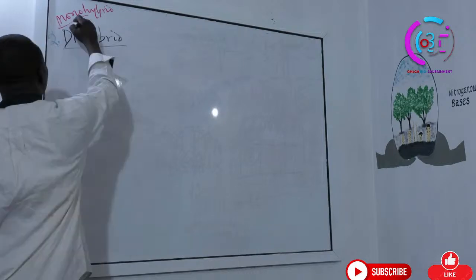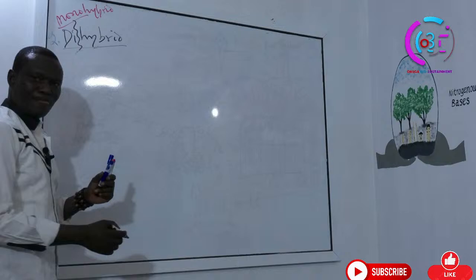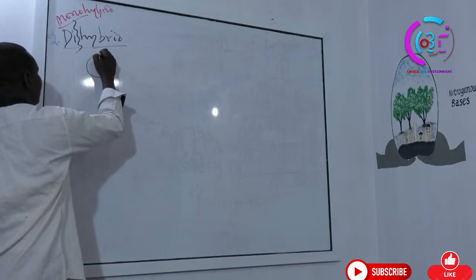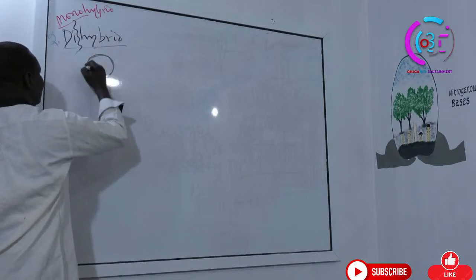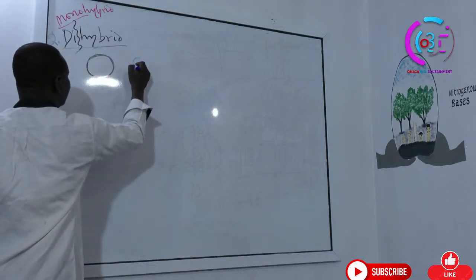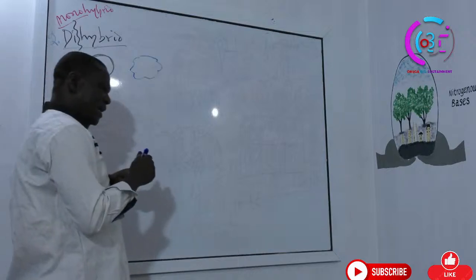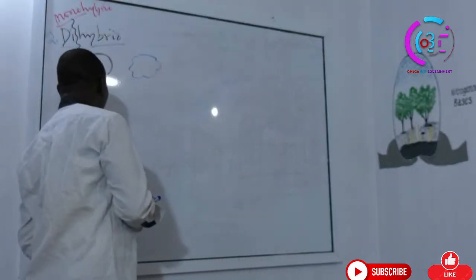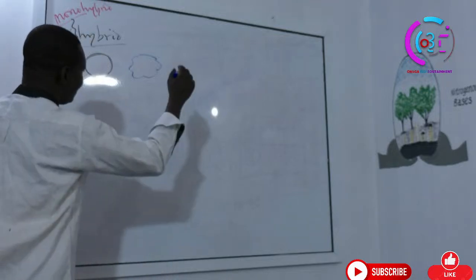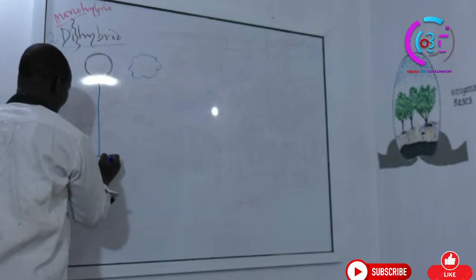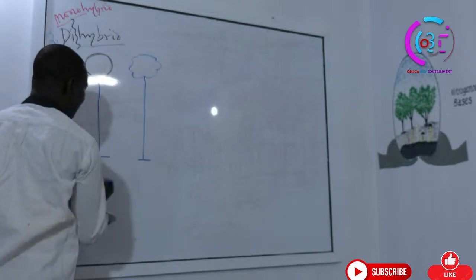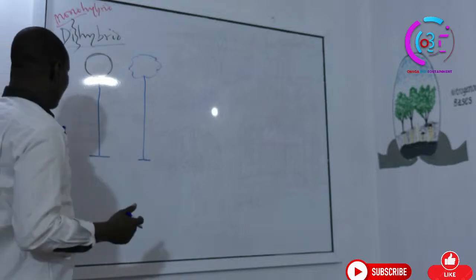It's considering two characters at the same time. Either you are considering the nature of the seed, whether it is round or wrinkled. By the time you are considering whether it is round or wrinkled, you are also considering the height, whether it is more than 6 feet or less than 6 feet. So these are the probabilities of what you can see in dihybrid inheritance.